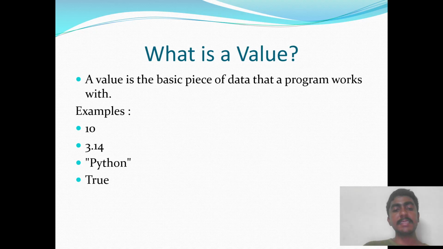A value is the basic piece of data in a program. Values represent numbers, text, or logical information. Examples from today's slides include 10, 3.14, Python, true. These are integer, float, string, Boolean respectively. So now we know that Python programs work with different kinds of values. But how does Python know whether a value is an integer, a string, or a Boolean? To identify the kind of value we are working with, Python provides a built-in function called type. Now let's understand the type function next.